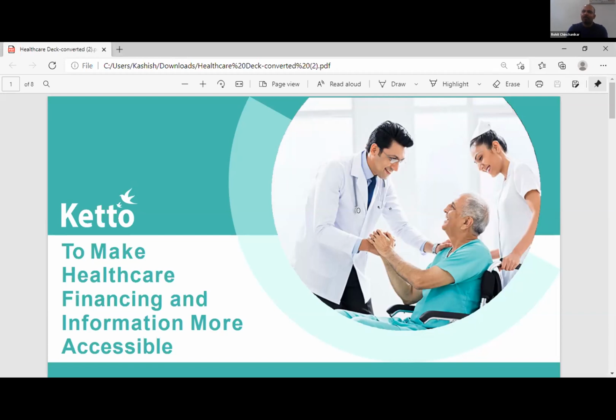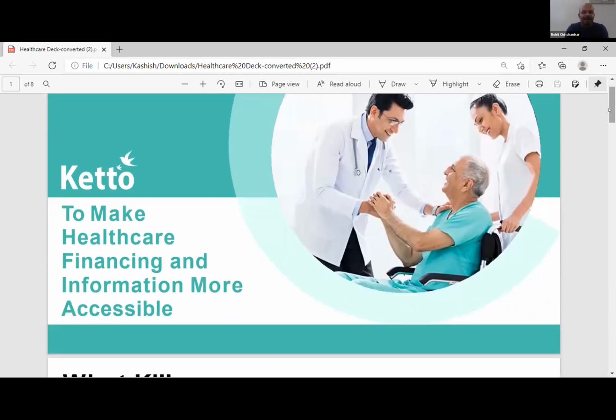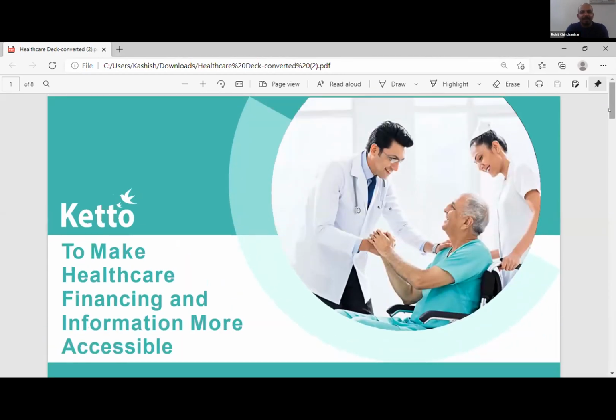Okay, guys. We come from a company called Keto. Keto is an online crowdfunding platform where we help raise funds for a lot of underprivileged patients. Keto is about 8 years old, and we've partnered with more than 250 hospitals throughout India. In the past 8 years, Keto has helped raise more than 1,000 crores for all our partners. Can we go to the next slide, please?